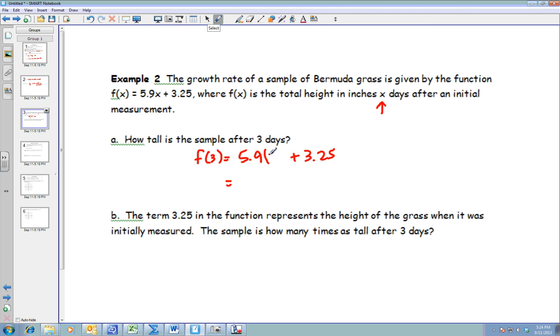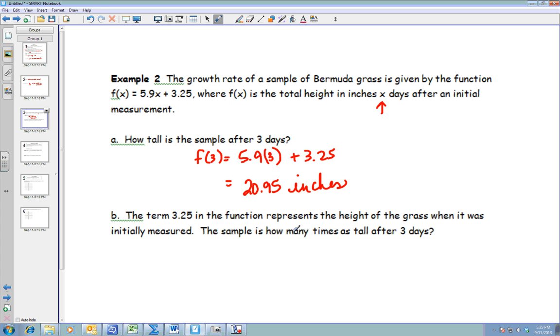5.9 times 3 plus 3.25. So when we put that in our calculator, 5.9 times 3 plus 3.25, 20.95. So it says how tall is the sample? It's 20.95 inches.